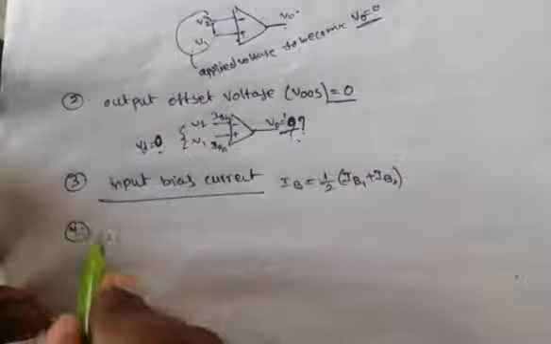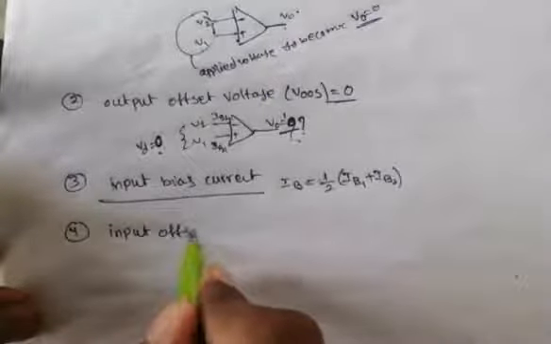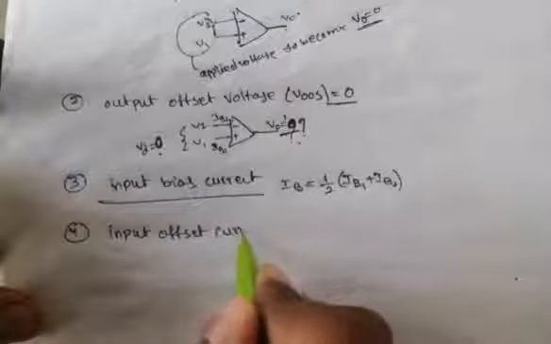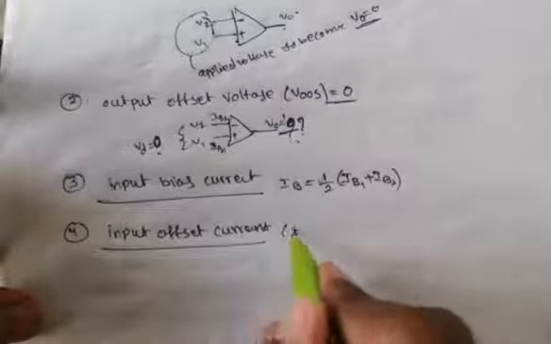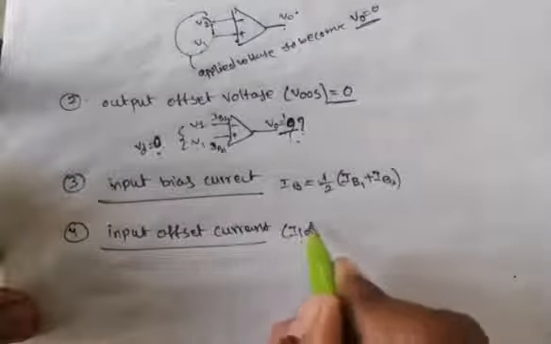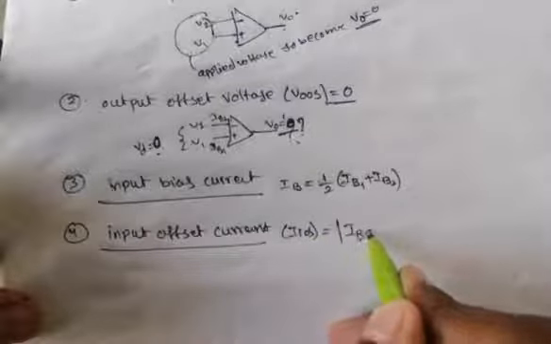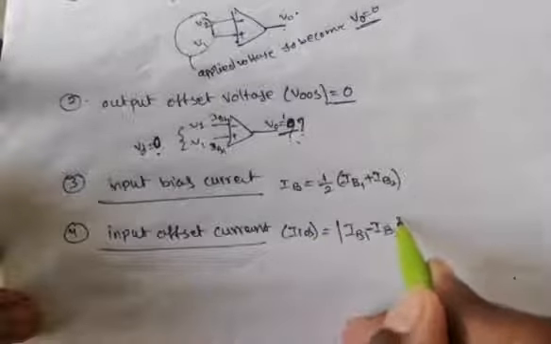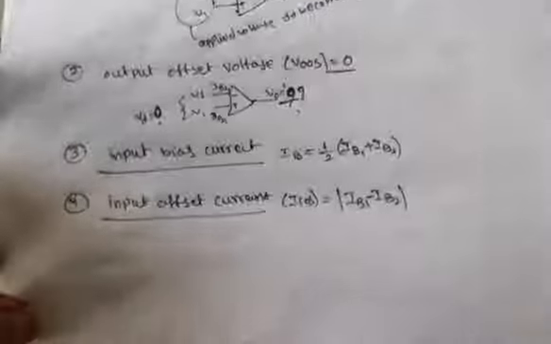And coming to the fourth point, input offset current. That current will be represented with IIOS. IIOS is nothing but the algebraic difference between the two currents, IB1 minus IB2, and is called input offset current.